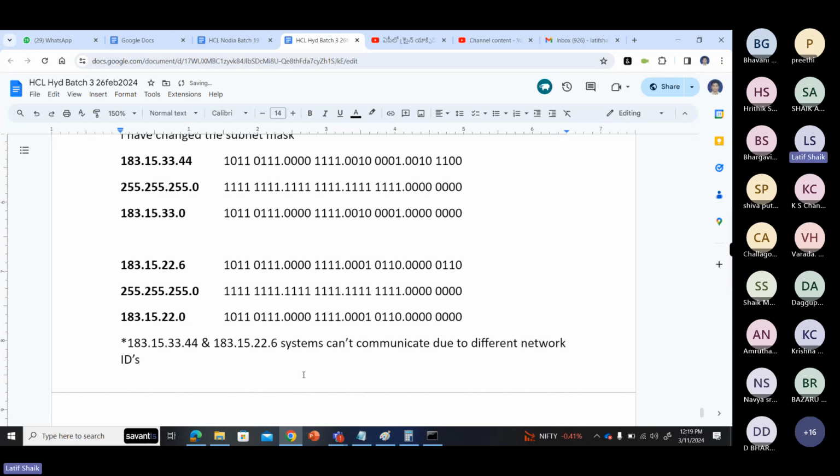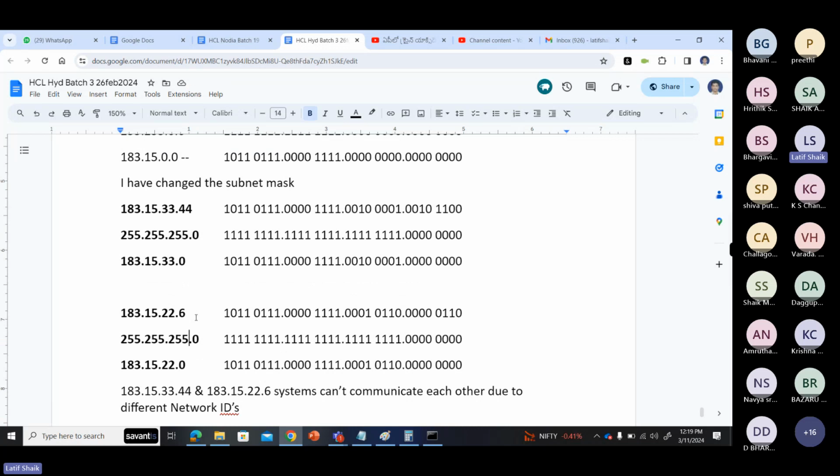Different network IDs. They cannot communicate with each other due to different network ID. So why is their network ID different? Because even though both are in the same class, the subnet mask is different.